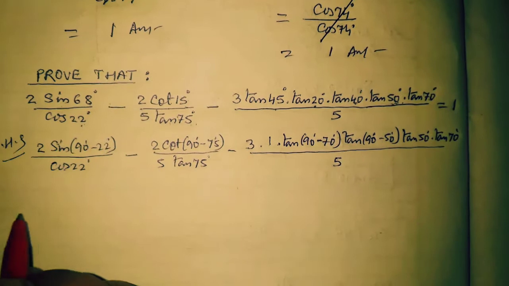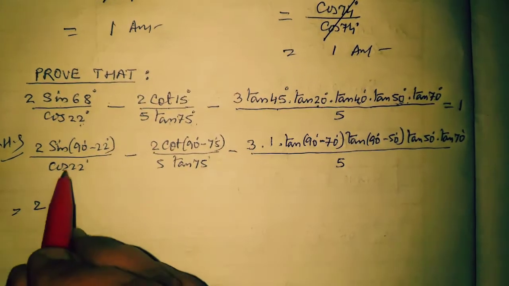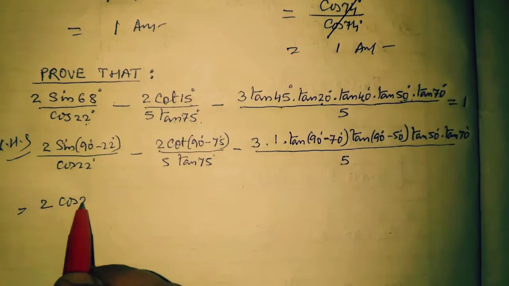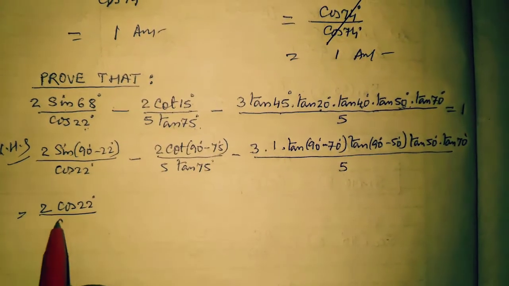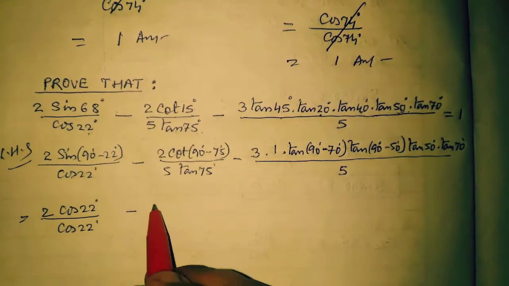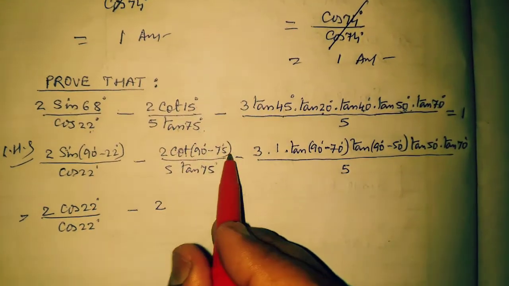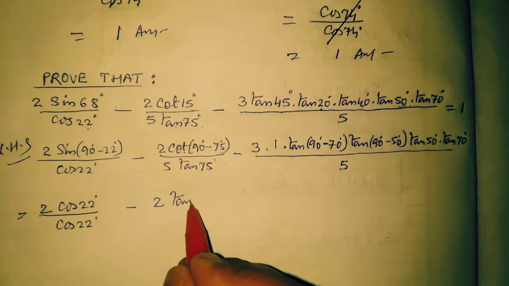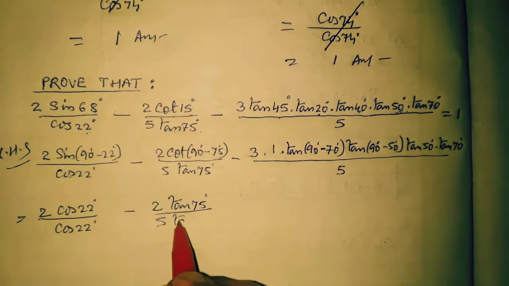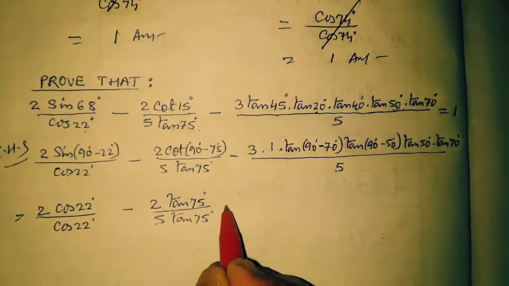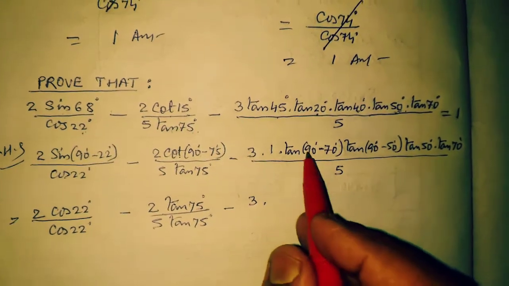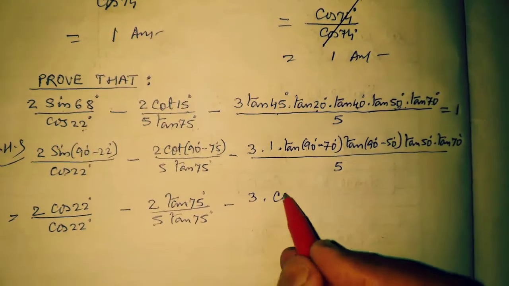So after that what will you do here? Sine 90 minus theta, that formula is cos theta, that is cos 22 degree, divided by cos 22 degree, minus 2 cot 90 minus theta, which is tan theta, that is tan 75 degree, divided by 5 into tan 75 degree. Minus 3, 3 into 1 is 3 here. Tan 90 minus theta is cot, that is cot 70 degree.